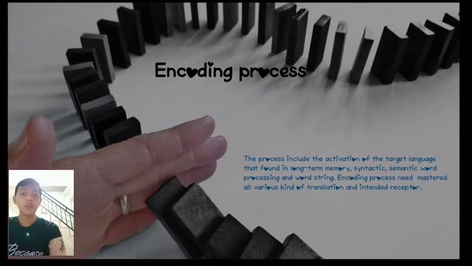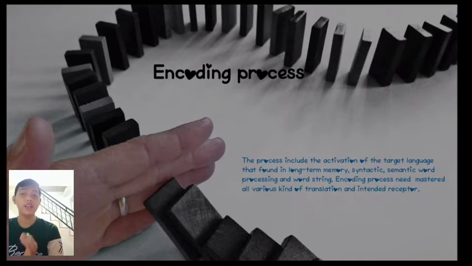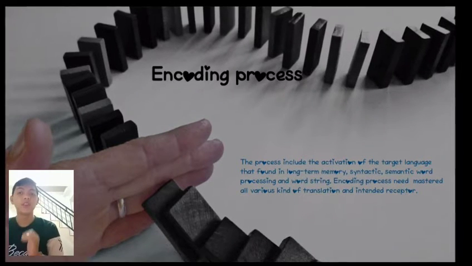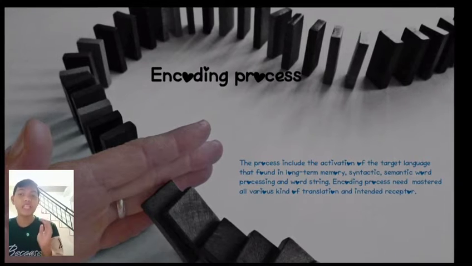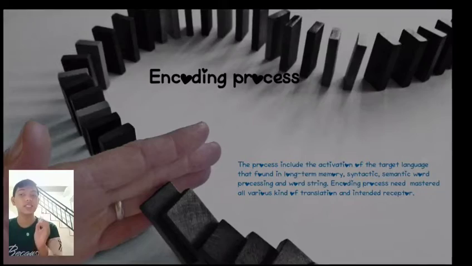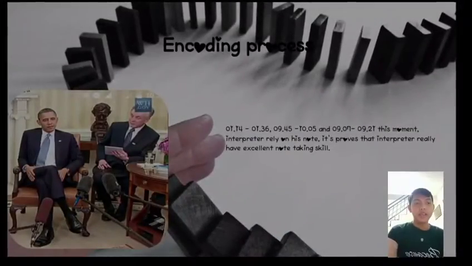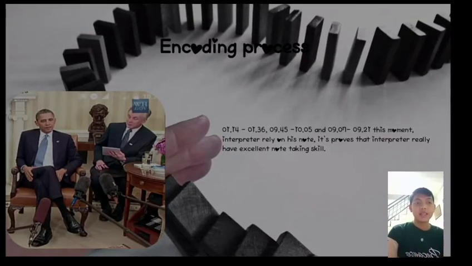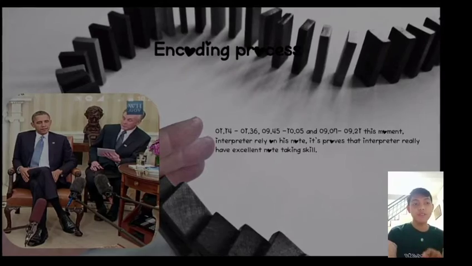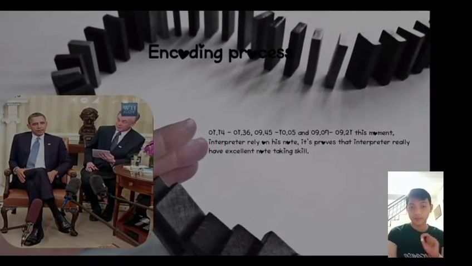The process includes the activation of the target language found in long-term memory, syntactic, semantic, word processing, and word steering. The encoding process needs mastery of all various kinds of translation and the intended receptor. And this part is the encoding process. In this moment, the interpreter is really focused on his notes. It proves that the interpreter really has excellent note-taking skills.